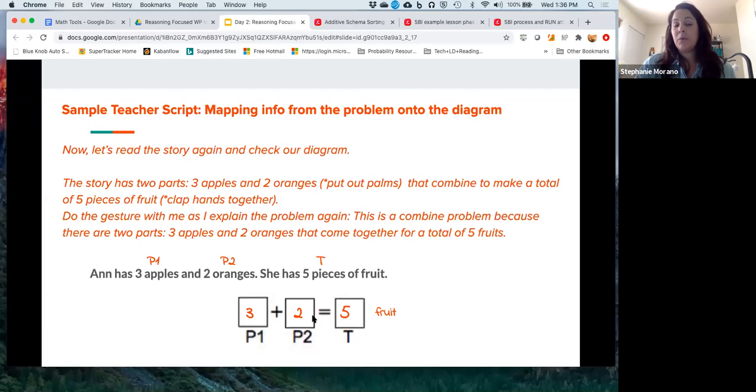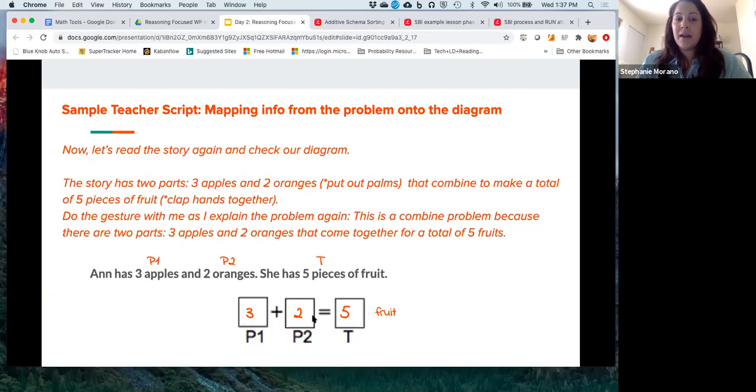Now we'll read the story one more time and check our diagram. The story is 2 parts, 3 apples and 2 oranges, that come together for a total of 5 pieces of fruit. Do the gesture with me as we explain the problem one more time. So this is a combined problem. There are 2 parts, 3 apples, 2 oranges. We put them together for a total of 5 pieces of fruit.